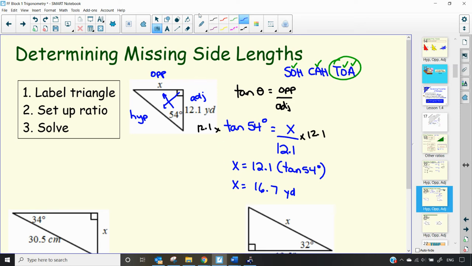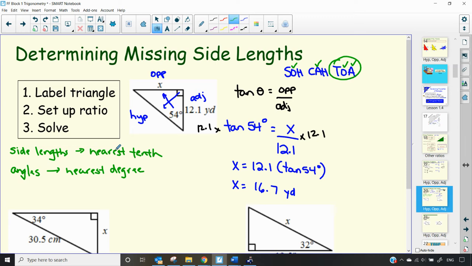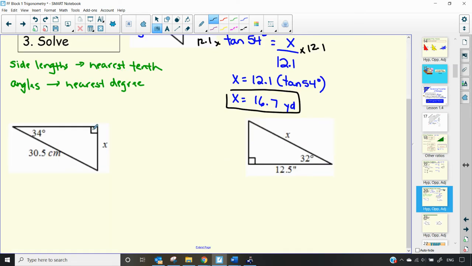Now, when we're rounding, unless you're told otherwise, you round side lengths to the nearest tenth. And we round angles to the nearest degree. So unless you're told otherwise, this is sort of our convention for rounding. Side lengths to the nearest tenth, angles to the nearest degree. So we have x here equaling 16.7 yards. All right, let's take a look at a couple more examples here.